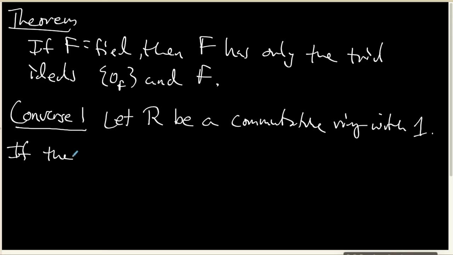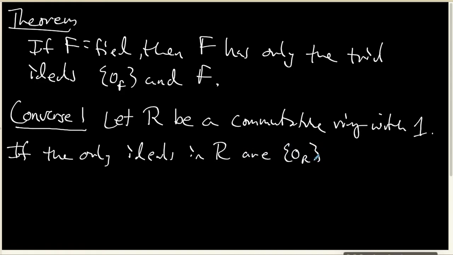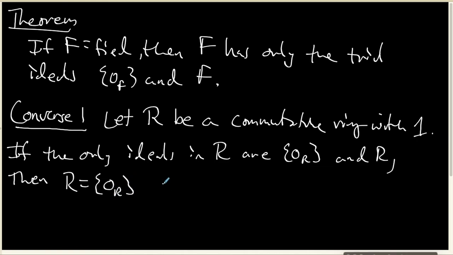If the only ideals in R are the trivial ones, namely the zero ideal and R itself, then R is either equal to the zero ring or R is a field.